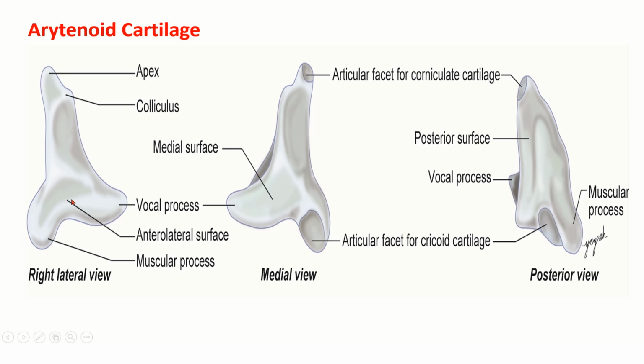You can see the anterolateral surface of the vocal process. You can see the medial surface of the vocal process. See here, this is the muscular process. This is the posterior view. You can see here on the apex there is an articular facet for corniculate cartilage. Close to the base of the arytenoid cartilage, you can see there is a facet for articulation with the cricoid cartilage.